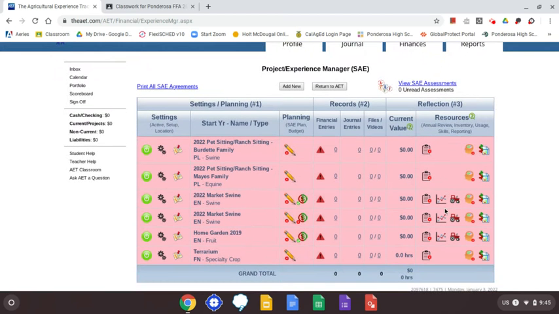This video is about how to complete the project plan in your AET record book. So you'll find this pencil icon. We're going to continue with this market swine project as an example. The pencil has to do with planning. And if it has a red X, that means some part of it is incomplete.